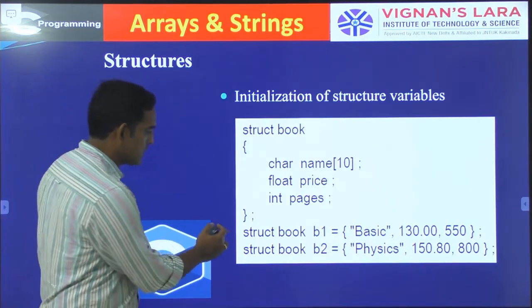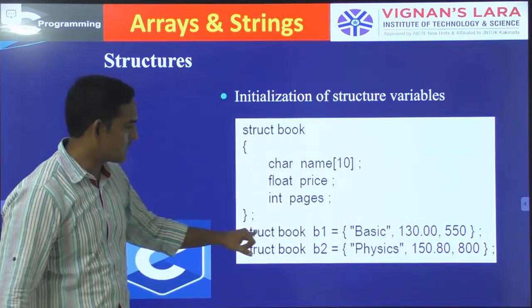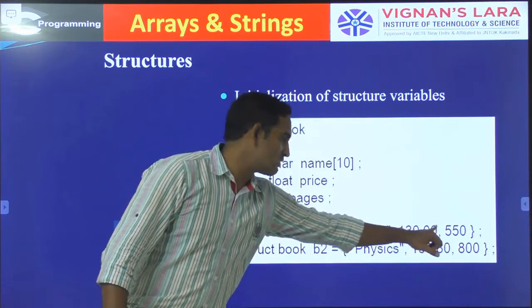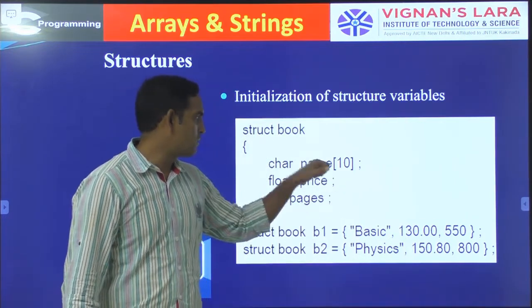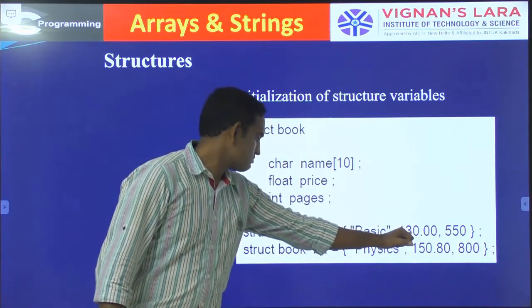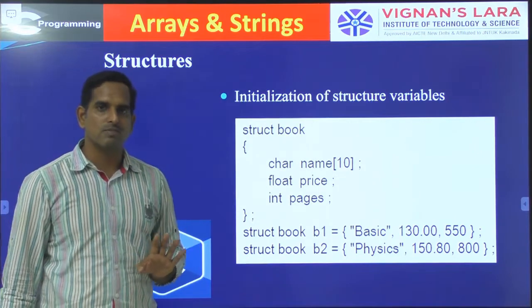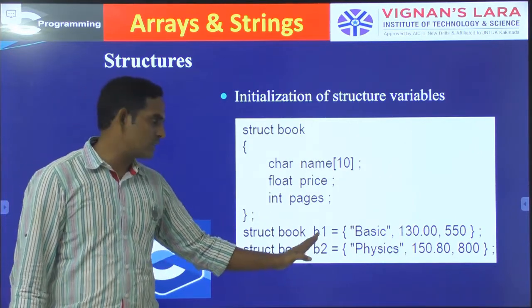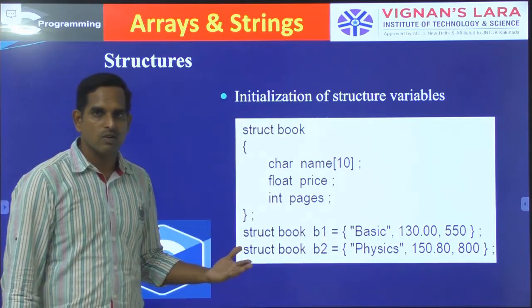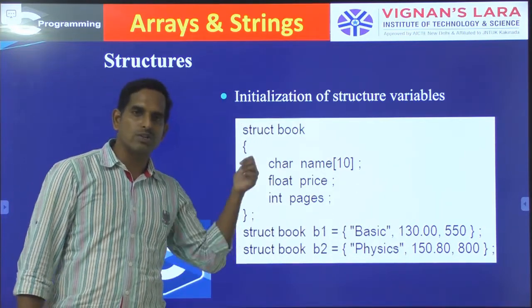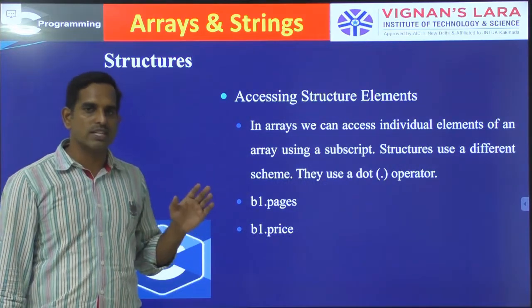While creating the structure variables itself, you can initialize the values like this. That is, struct book B1, and I give the values for the specific properties, that is name, price and pages. Basic will be B1's name, price will be B1's price, and 550 will be B1's pages. By this you can create the structure variables and initialize them while declaring. This is one way to give values to your structure variables. The other way is by accessing the individual structure variables.